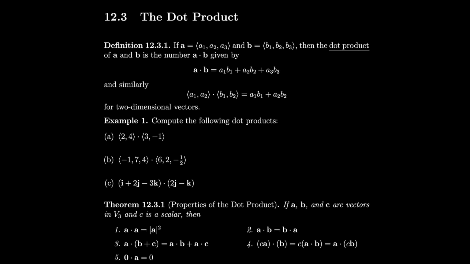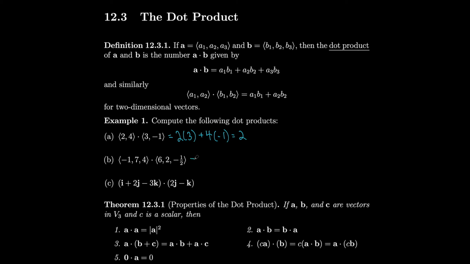If we've got 2, 4 dotted with 3, minus 1, then all we have to do is take the 2 times the 3 and the 4 times the minus 1 and add those two products together. So we have 2 times 3 plus 4 times minus 1 equals 2. So the dot product is not a vector, it's just a number, 2.